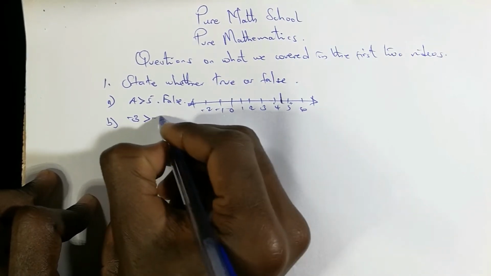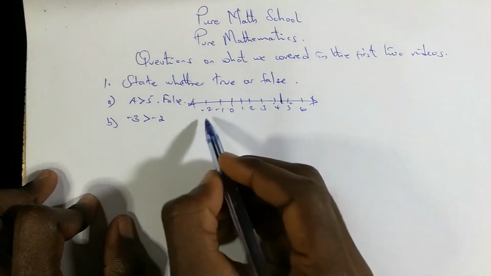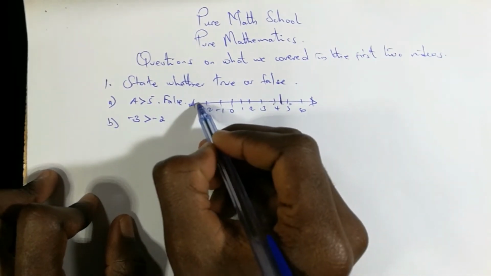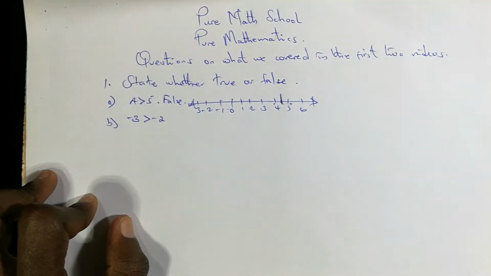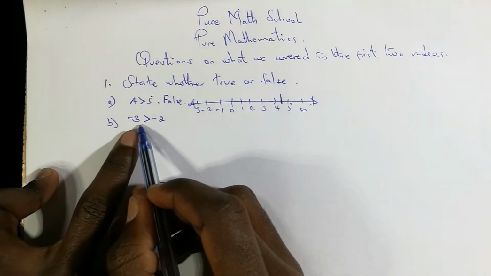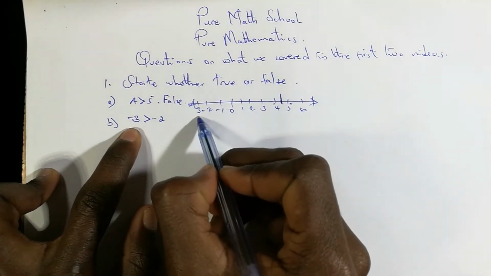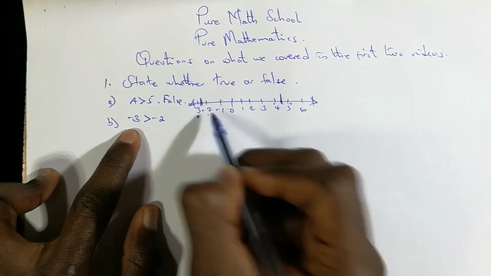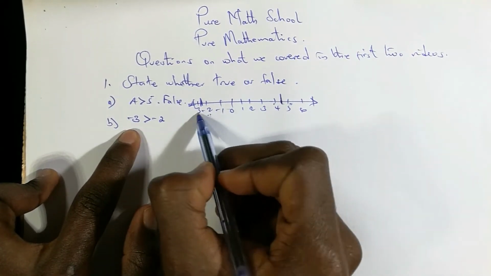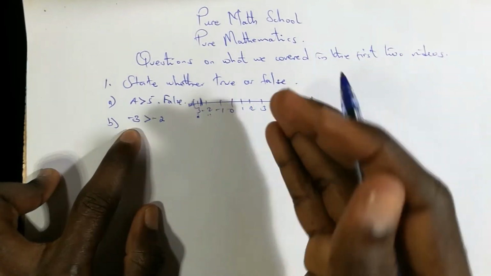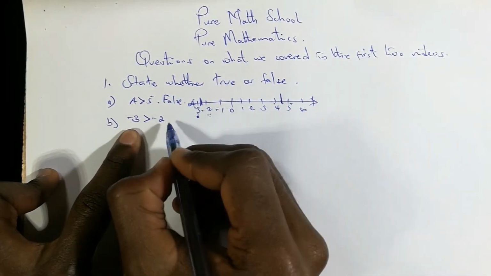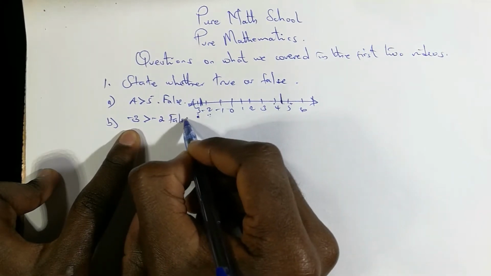If you stand in the middle of 4 and 5, 5 is on the right and 4 is on the left, that means 5 is actually greater than 4, and that makes this false. Another simple question, let me say -3 and -2. -3 is on the left and -2 is on the right. That means -2 is actually bigger than -3. Numbers on the right are always bigger than numbers on the left. That means it's also false.